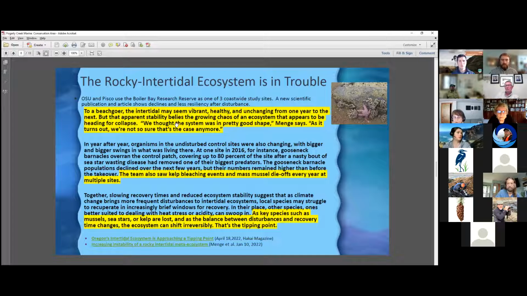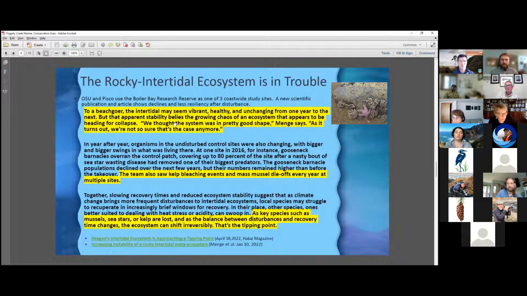So they talk about what in their research sites where they scrape off a small area and then monitor how it comes back, how it's happening slower and it doesn't recover as quickly, and there's changes of composition. But what's interesting to me is in their control sites, those were also changing, and with bigger and bigger swings in what was living there.